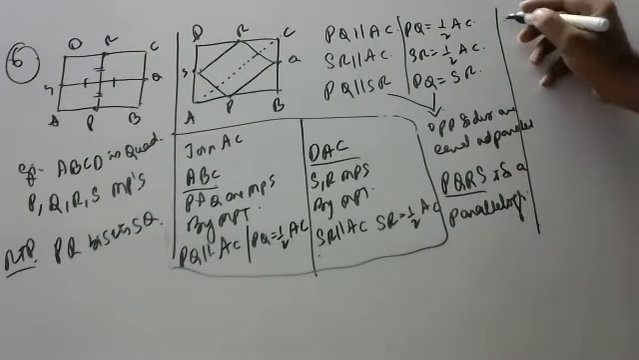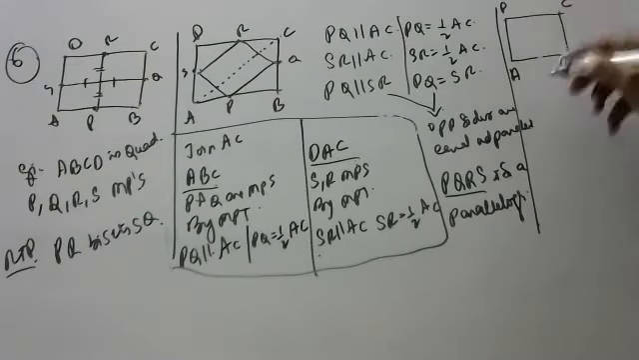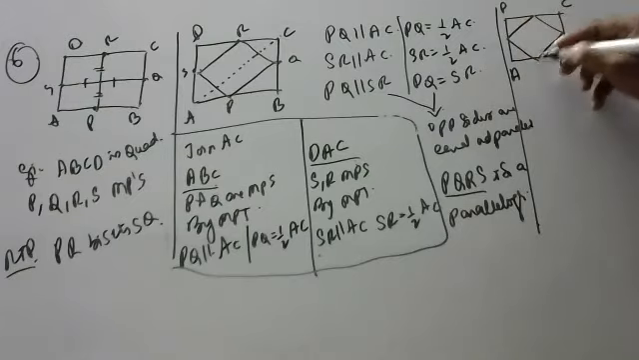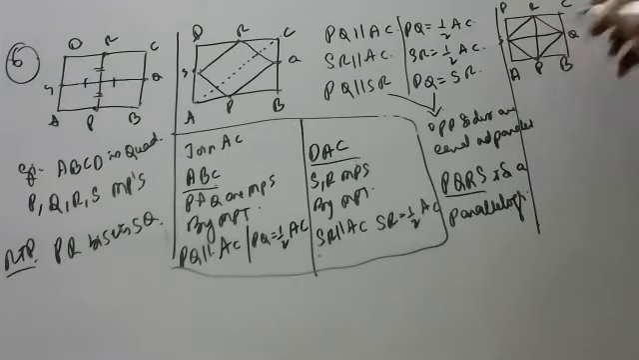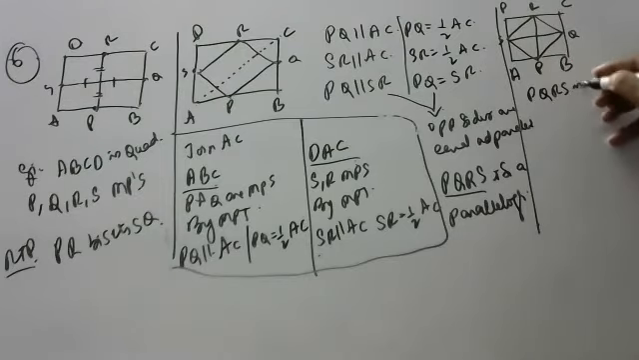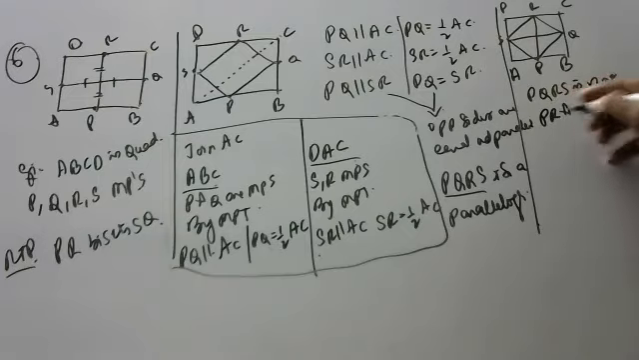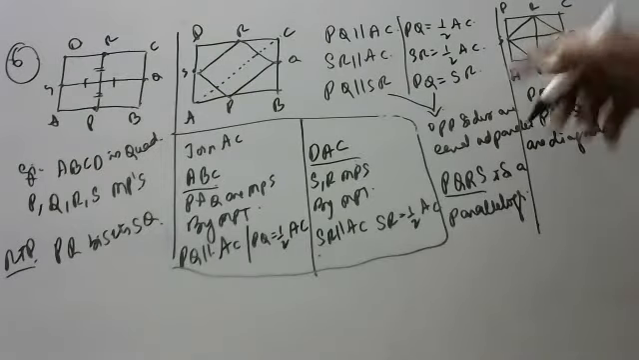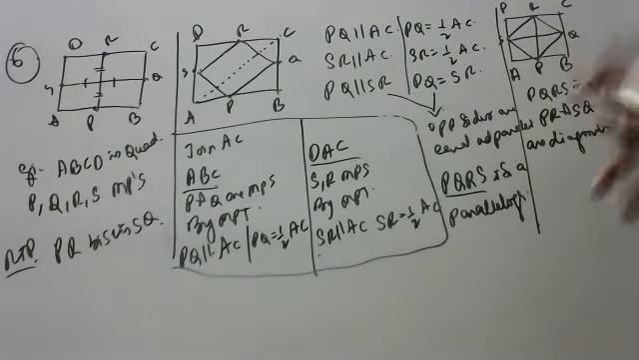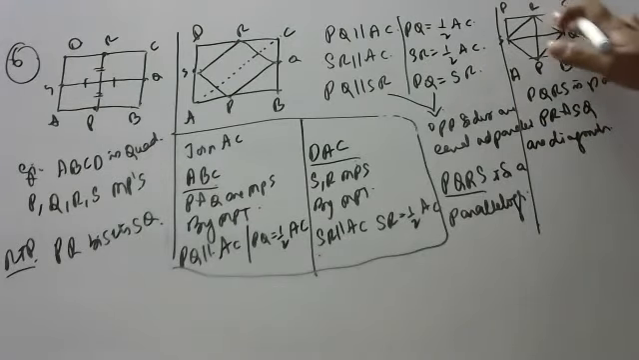Please see here, children, all of you try to understand. This is A, this is B, this is C, this is D. Now, see here, this is P, this is Q, this is R, this is S. Now, if PQRS is a parallelogram, what are PR and SQ called? PR and SQ are called diagonals. Diagonals of what? Diagonals of the parallelogram.